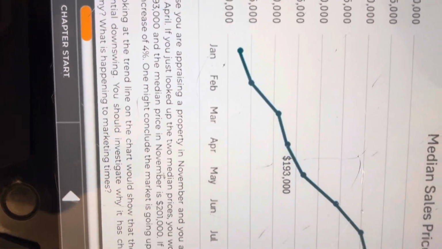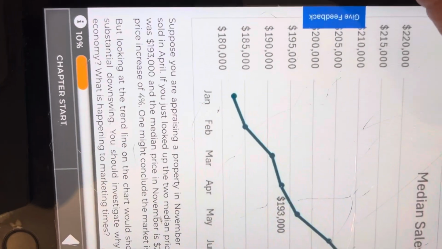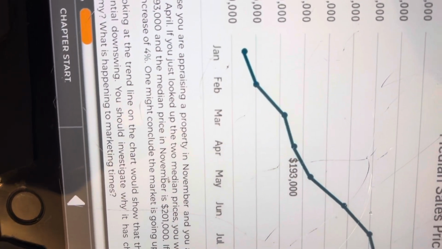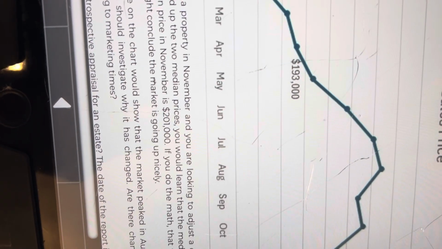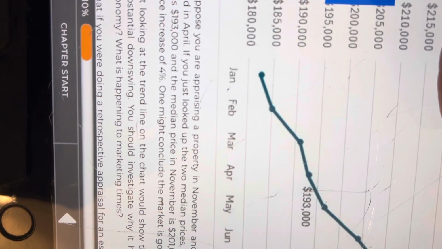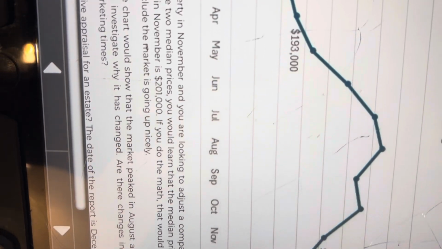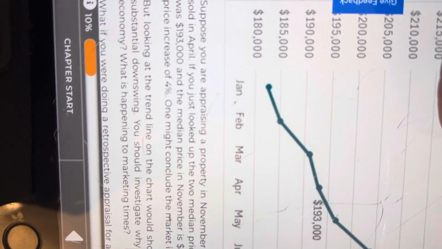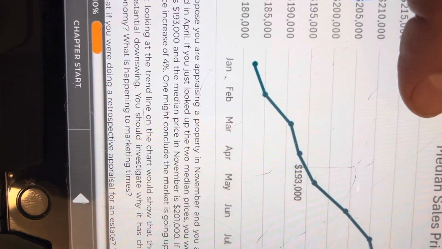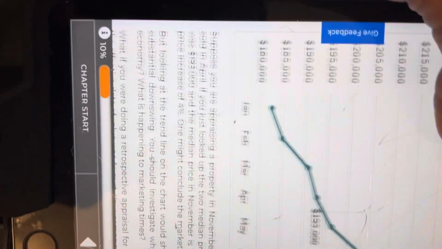Suppose you are appraising a property in November and you are looking to adjust a comparable that sold in April. If you just looked up the two median prices, you will learn that the median price in April was $193,000 and the median price in November was $201,000. If you do the math, that would indicate a price increase of 4%. One might conclude that the market is going up nicely.